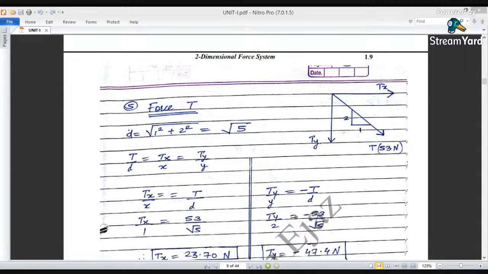So here we are taking this as theta. Again this theta will be transferred here. Here we are transferring this theta.